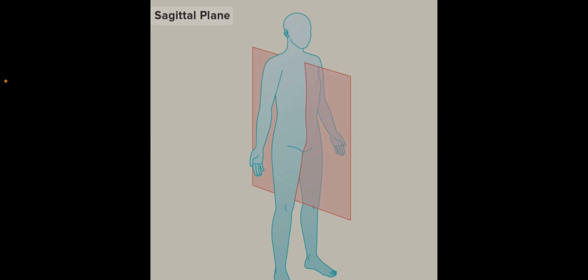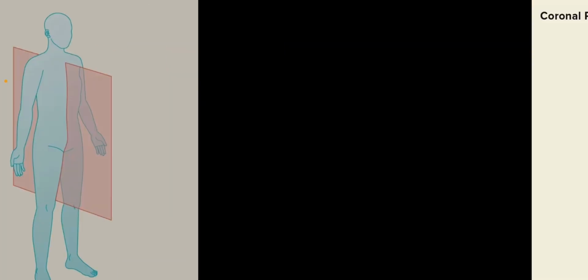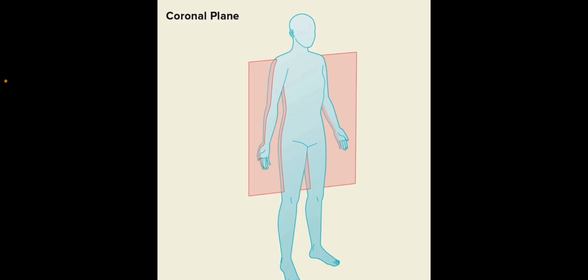While the next type of plane we have is a frontal or a coronal plane. It's called either one. You can call it frontal or coronal. But that divides the body into front and back halves. So an example of this is jumping jacks occur in the frontal plane.